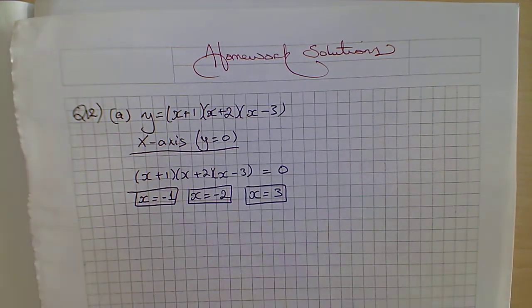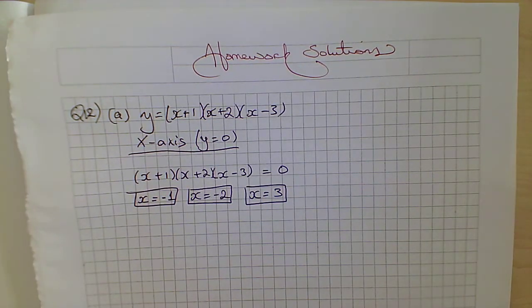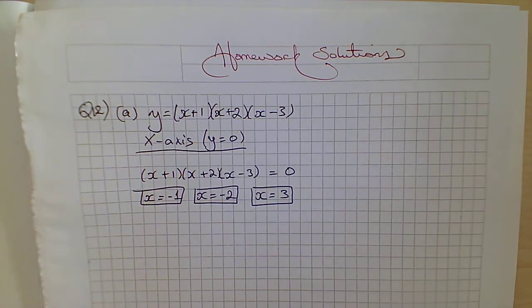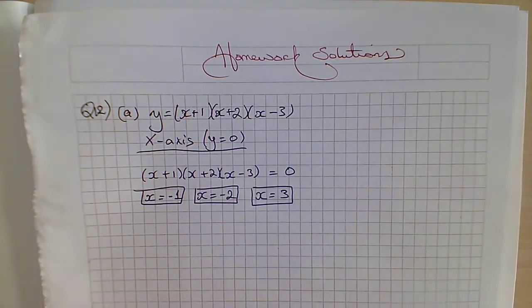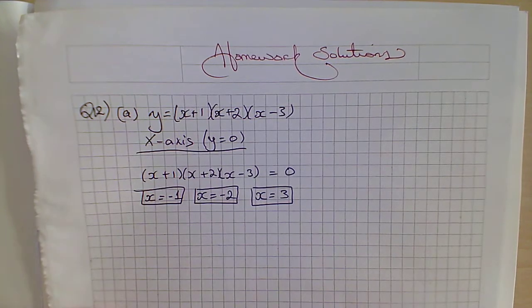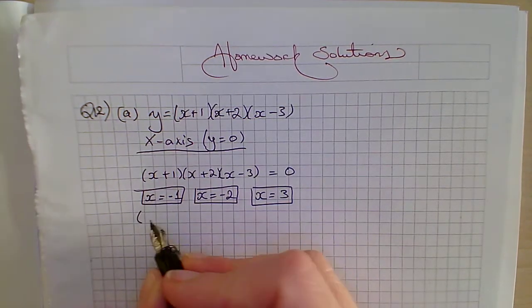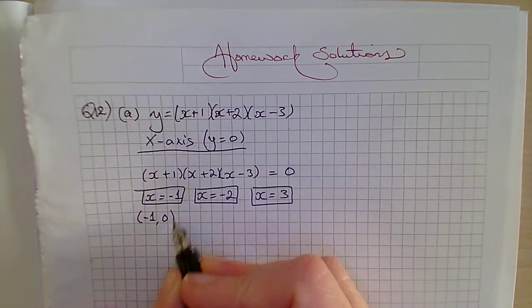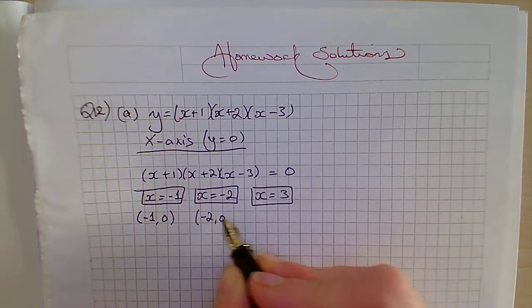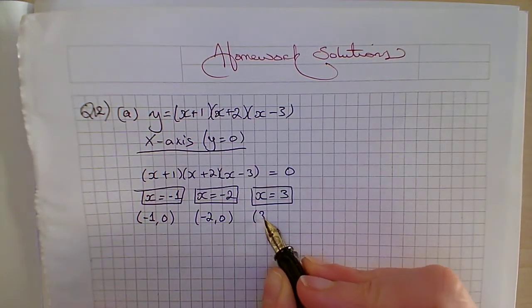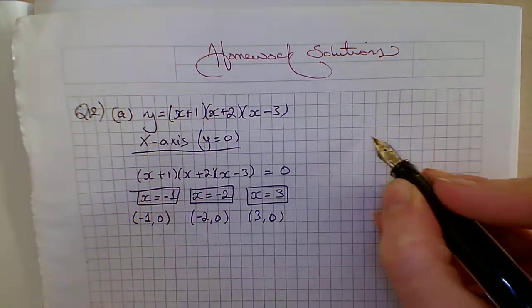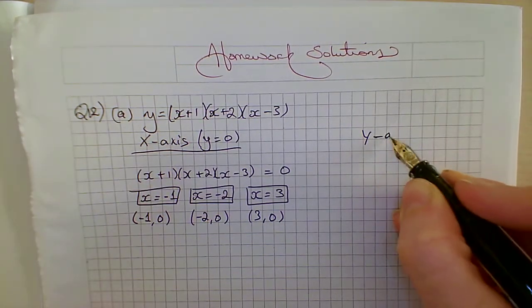Now let me just double check that I've answered this in the format I'm asked for. It says find where. So this probably would be sufficient, but to be careful, we should write it in coordinate form. So minus 1, 0, minus 2, 0, and 3, 0. Then, where does it intersect the y-axis?